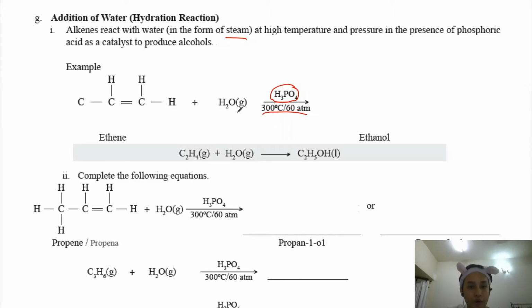Okay, so for your water, normally the water is like this, HOH. Alright, so one H will go to the carbon, and the OH will go to the other carbon. So break. What you will get is C, and then one H will go here, and the OH will go to the other side. So hydrogens, hydrogens, hydrogens.